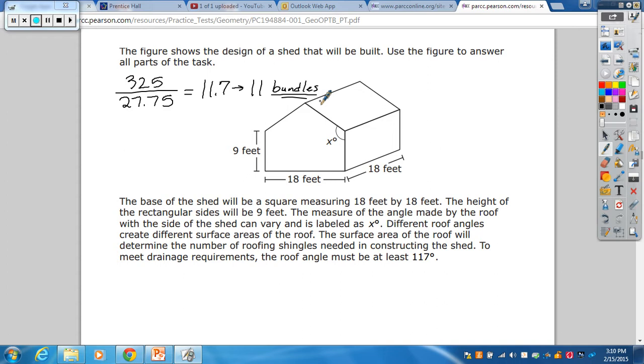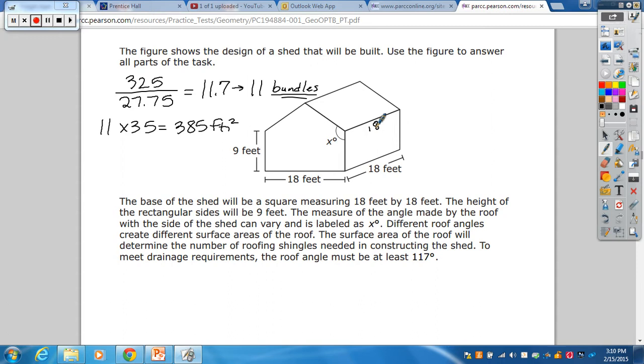The next part is this. If each bundle covers 35 square feet, you can go ahead and take the 11 bundles, multiply that by 35, and determine the square footage that you can cover with the number of bundles that you can purchase. So you can cover 385 square feet. Now, as I said before, you want to figure out the pitch of this roof with the number of bundles that you can actually purchase.